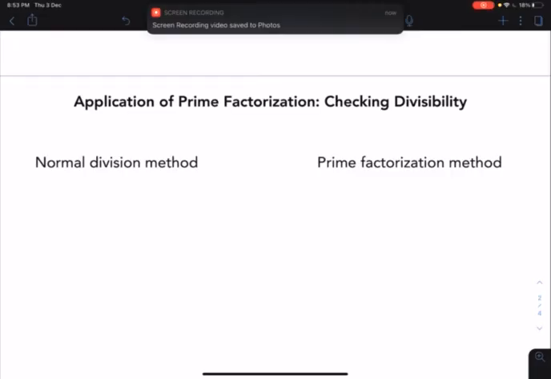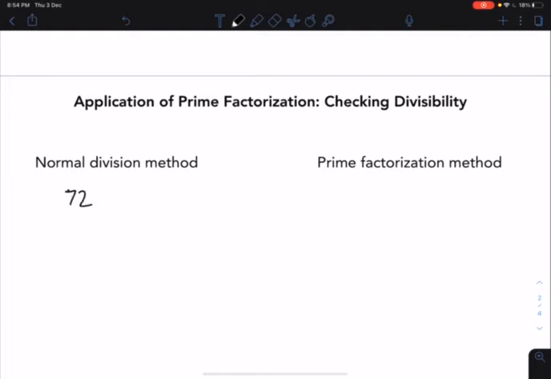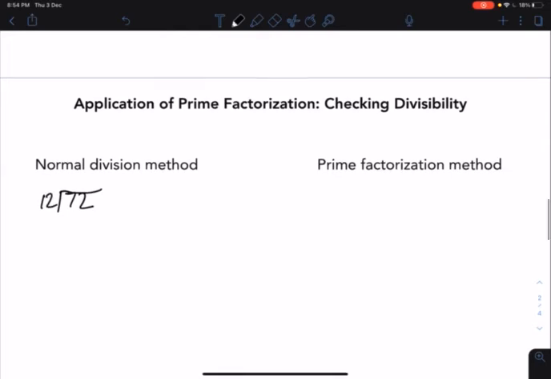Now I'm going to tell you guys an application of prime factorization, which is checking divisibility. For example, if we want to see if 72 is divisible by 12, in the normal division method we would do this. 72 divided by 12. Now we can see that 12 into 6 gives us 72, which gives us the remainder of 0. That means 72 is divisible by 12.